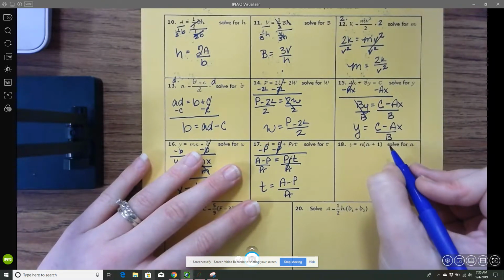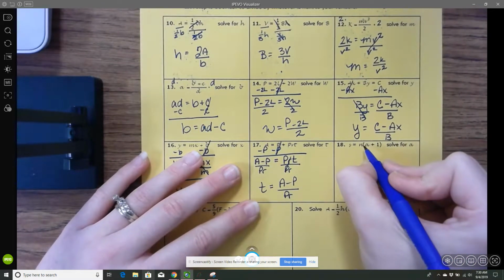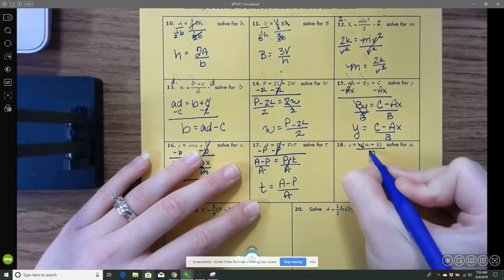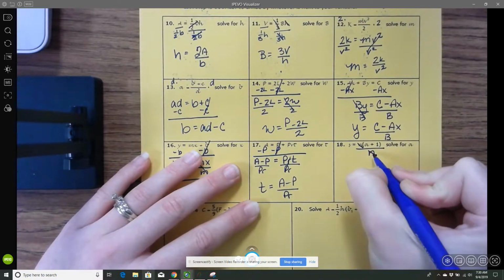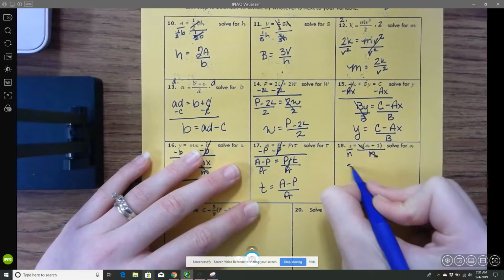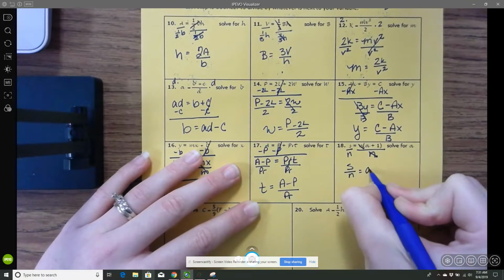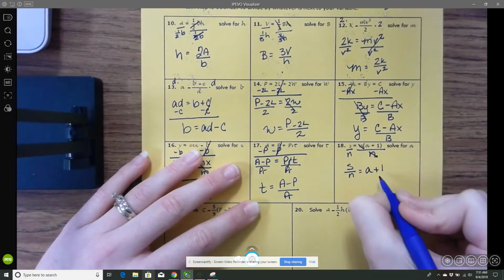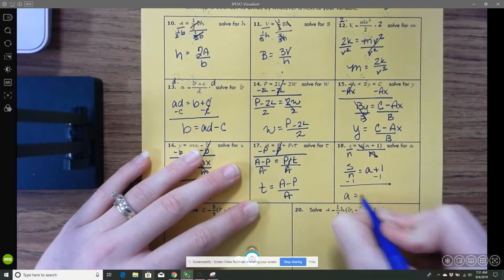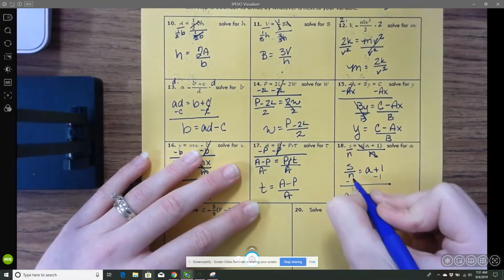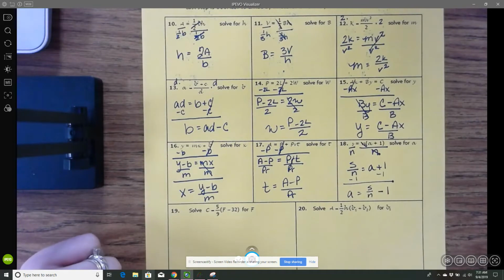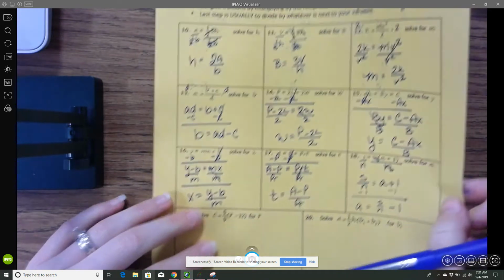All right, here we're going to solve for A. So what I can do here, instead of working this out, I can divide this whole side by N, and this will cancel. But if I do it to one side, I have to do it to the other, and that is an S. So I would have S divided by N equals A plus 1, and then I can subtract the 1 from both sides. So A would equal S over N minus 1. So I would write S over N minus 1. So again, just be really careful with that addition and subtraction.